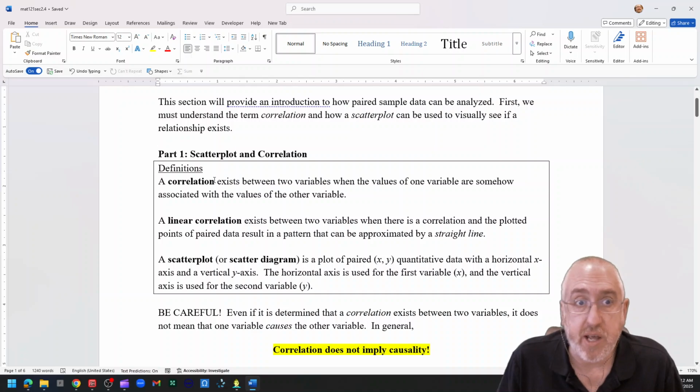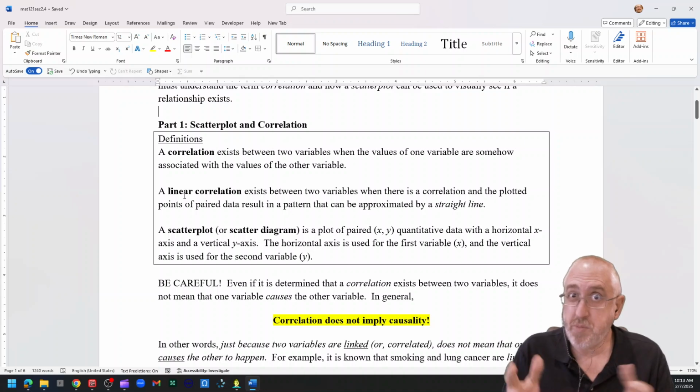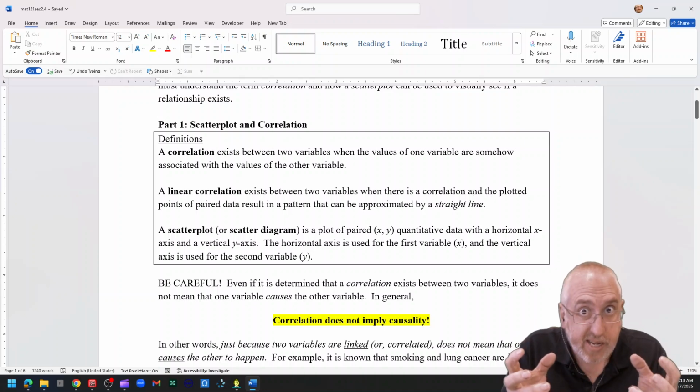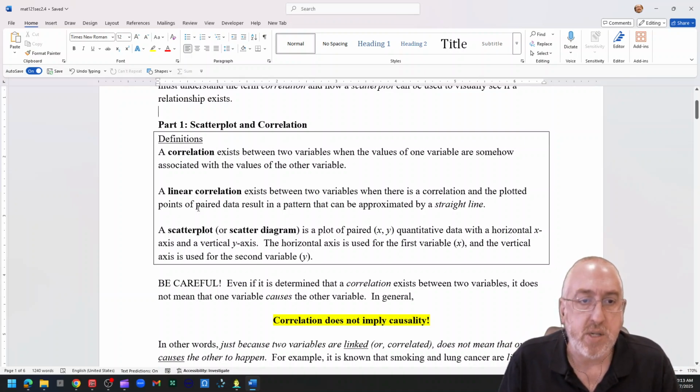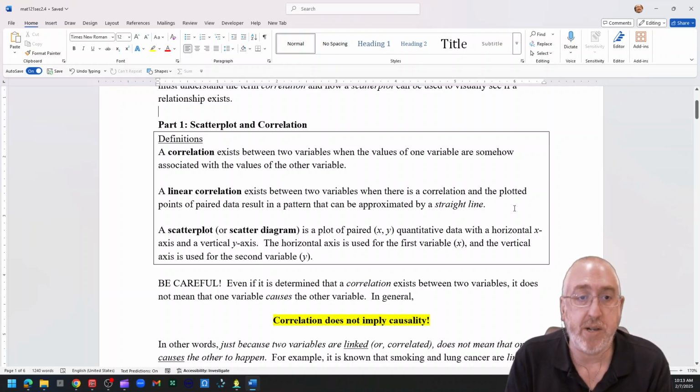And we have a few definitions to get through first. The first one being a correlation, which exists between two variables, two numbers, when the values of one variable are somehow associated with the values of the other variable. Now, we can get into more specific relationships if we look at the next one, which is a linear correlation, and that exists between two variables when there's a correlation. So again, there's a linkage, and the plotted points of paired data result in a pattern that can be approximated by a straight line.